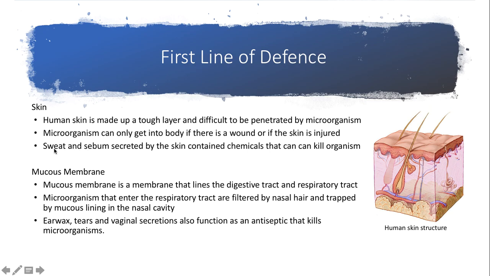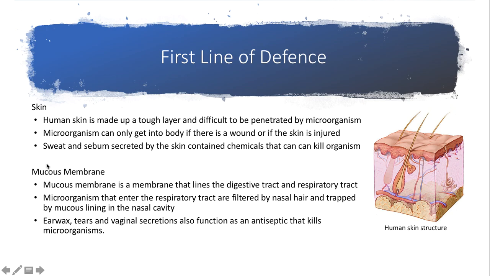Okay, the third point, sweat and sebum secreted by skin contain chemicals that can kill organism. Another special thing about our skin, they actually secrete sweat and sebum, and these two actually contain a type of chemical like enzyme that can actually help kill the microorganism daripada masuk ke dalam sistem.